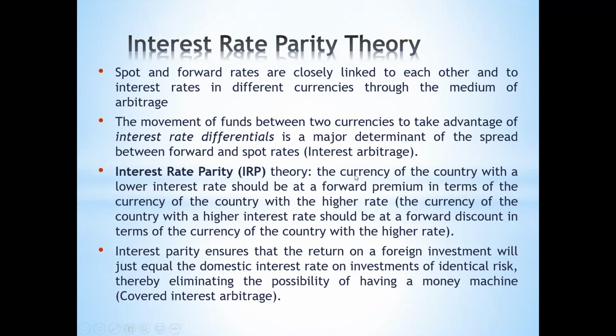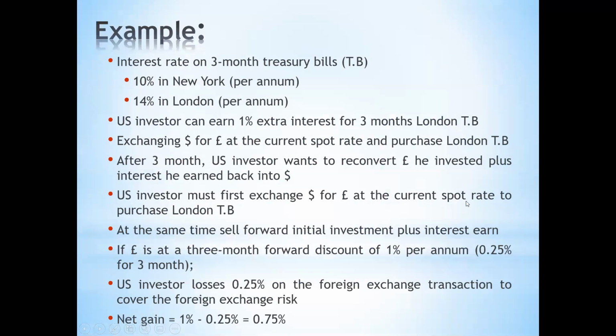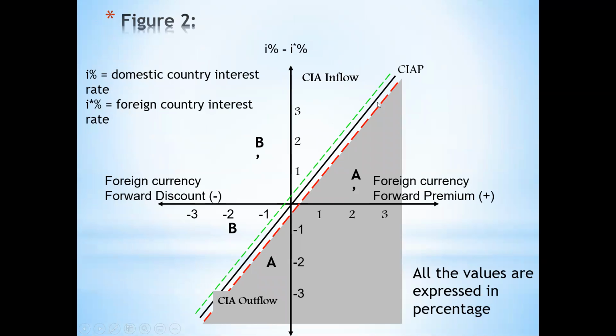Now it says the currency of the country with the lower interest rate should be at a forward premium in terms of the currency of the country with the high interest rate. This is our initial discussion. What we see is, if a country has a high interest rate, it has to be offset with a forward discount of that currency in terms of the other currency. Then you will reach this covered interest arbitrage parity.